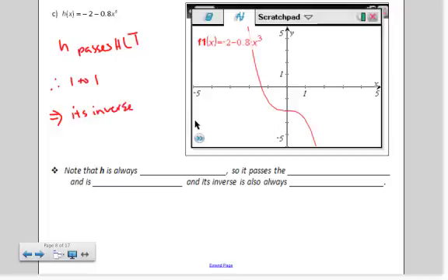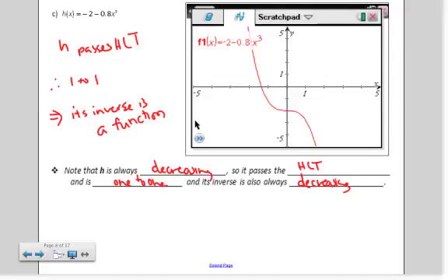Let's note the direction. What is our direction of h? It is always decreasing. So since it's going one direction, it's going to pass the horizontal line test. It's 1 to 1, as we pointed out above. And so the inverse will also be decreasing. That's a neat little property that functions and their inverses have. And we can do a little sketch of it.